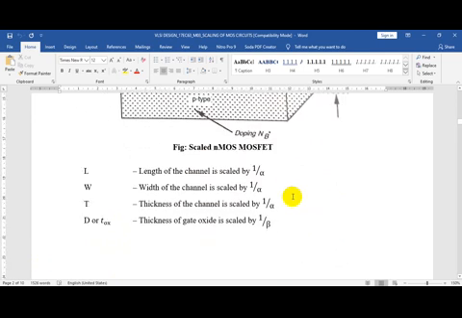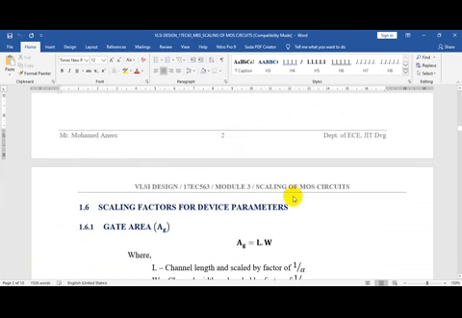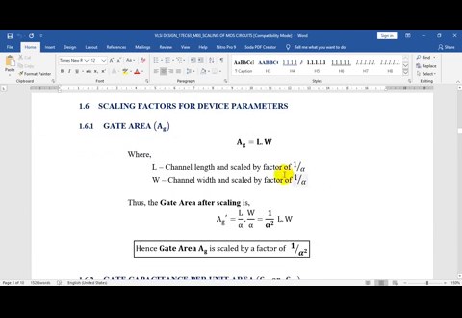Now I shall stop here. In the next lecture we shall see the scaling factors for various parameters.